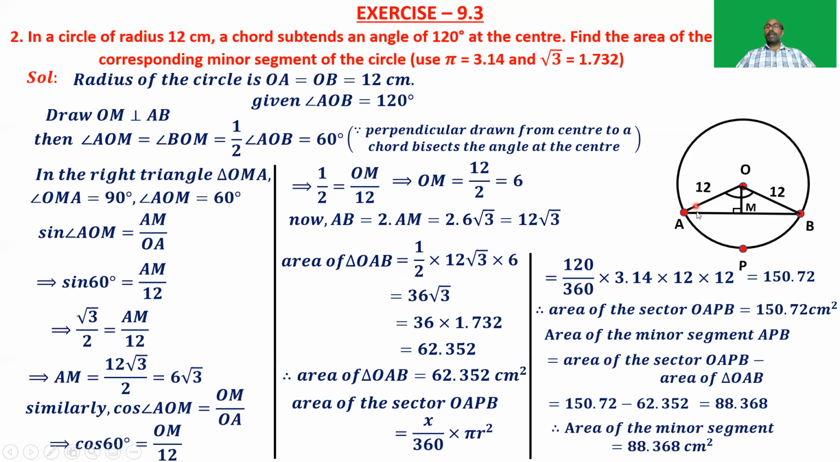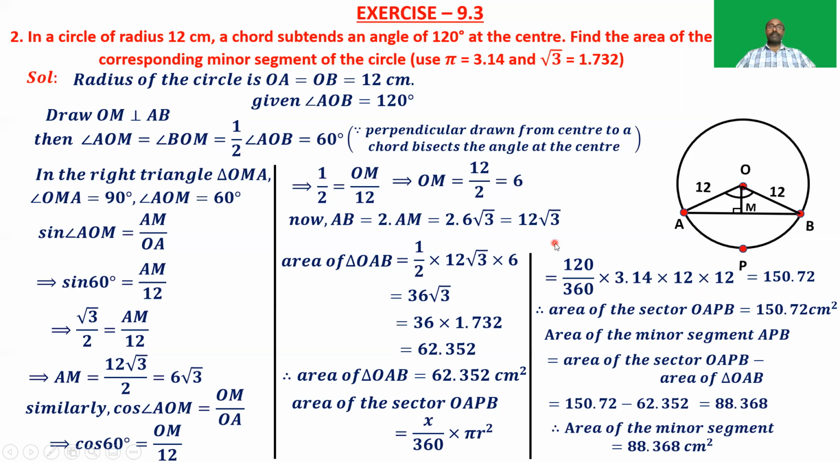And simply we can say that area of minor segment is area of sector OAPB minus area of triangle OAB. So to find the area of triangle OAB, we have to find the height of this triangle as well as base AB. So using trigonometric ratios, we find the values OM and AB, and after that area of triangle OAB, and after that area of sector OAPB, and after that area of the minor segment APB.